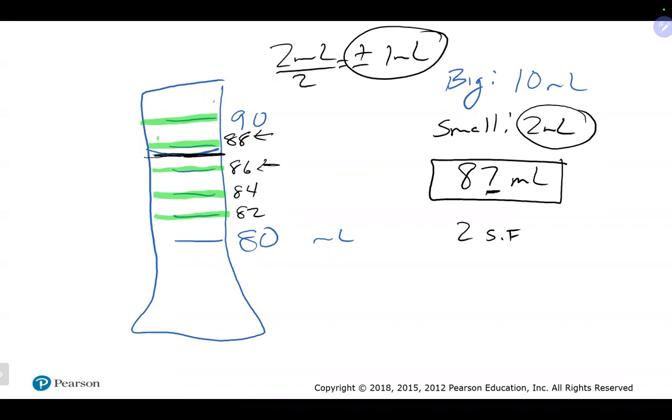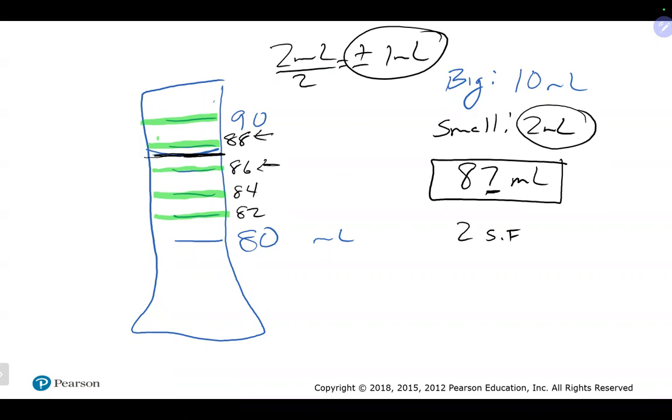And that's exactly where I took the reading to. So I would say 9 times out of 10 you could go one more place to the right of the smallest marking, but not always. So it's really important to make sure that you do look at the piece of equipment and take the reading accordingly. Any questions on that there?